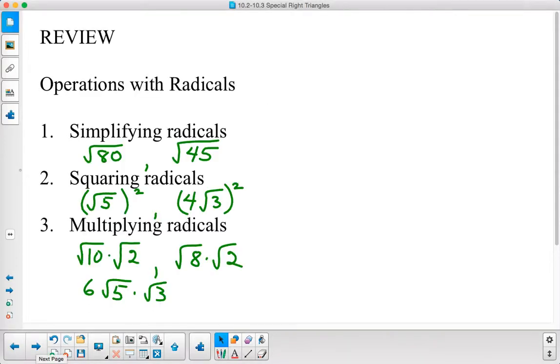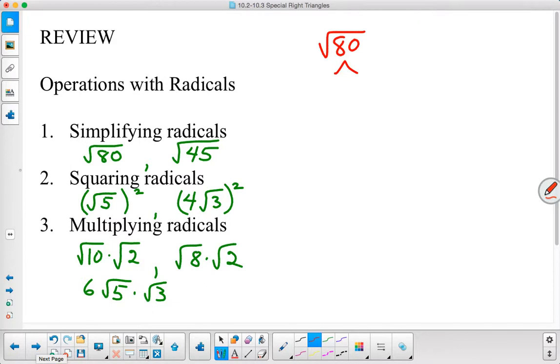First, I want to do a short review of some of the simplifying radicals and then take a look at squaring radicals and multiplying radicals. When we did simplifying radicals on Friday, we took the square root of 80, and then we did the factoring tree. We went way into primes.